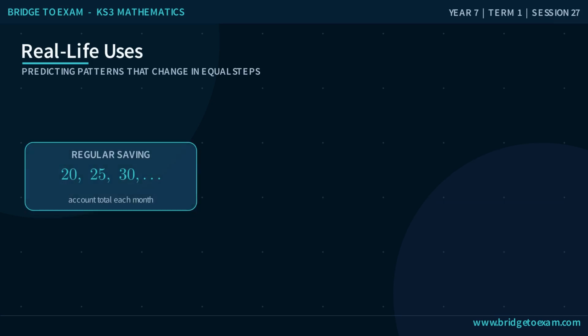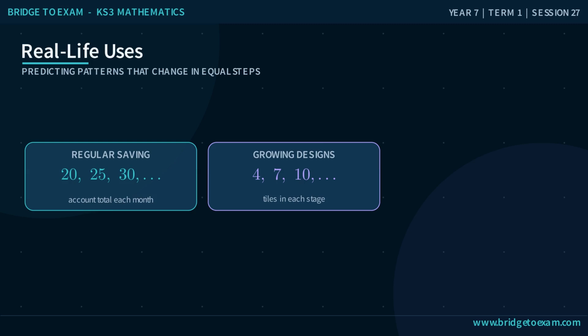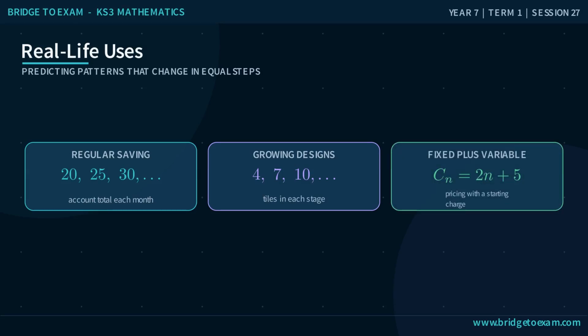Regular saving creates a sequence of account totals, with each month giving the next term. Growing tile patterns turn a picture into a number sequence, so a formula can predict a much later design. A fixed starting charge plus the same cost for every item creates a linear sequence with an nth term rule.